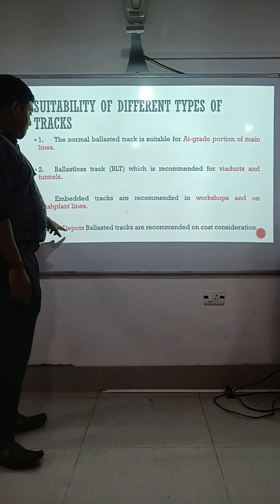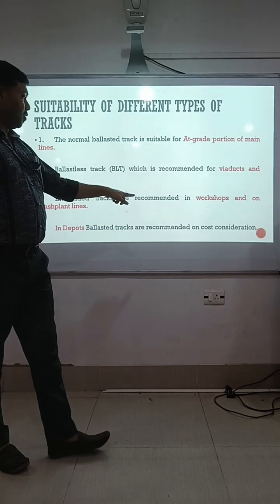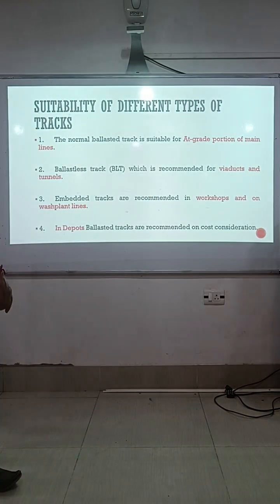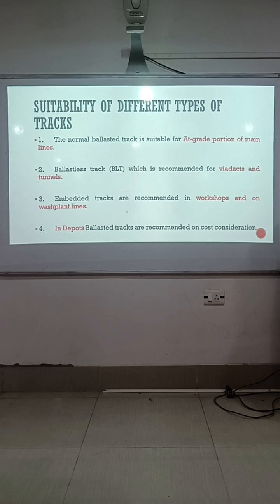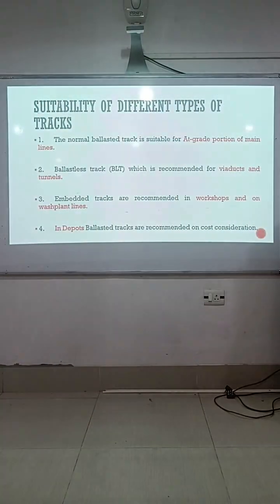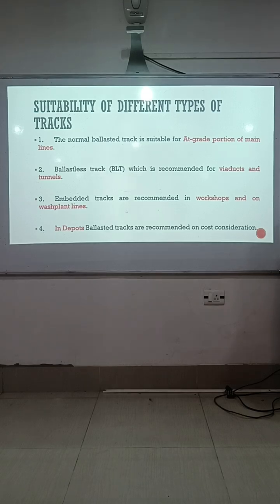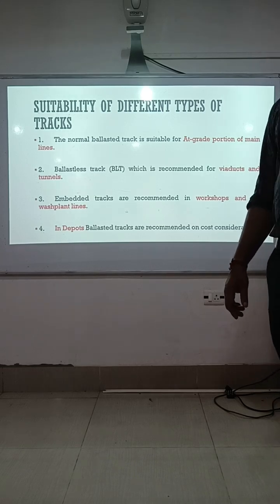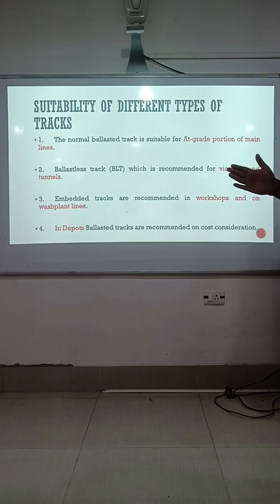In depots, ballasted tracks are recommended on cost consideration, because, as I have told you, the cost of construction for ballasted tracks is lower, but the maintenance cost is higher. But in the depots, only the metro coaches are at the standby position, which means lesser movement. The passenger thing is not there. Depot means where the coaches are just parked.